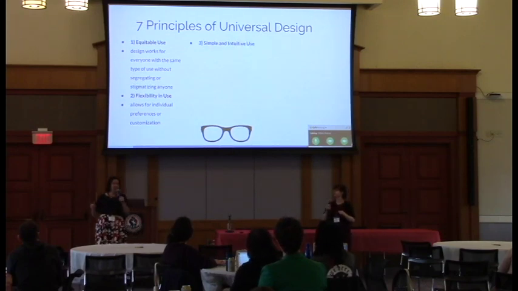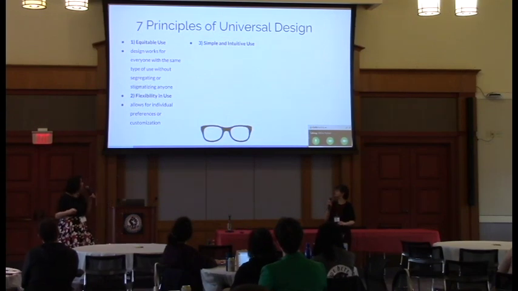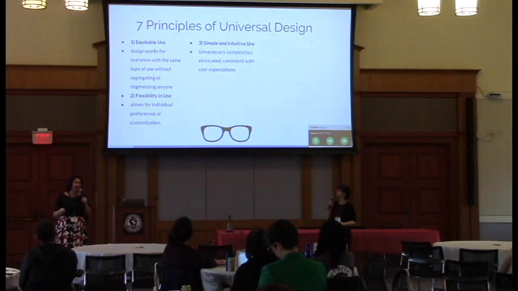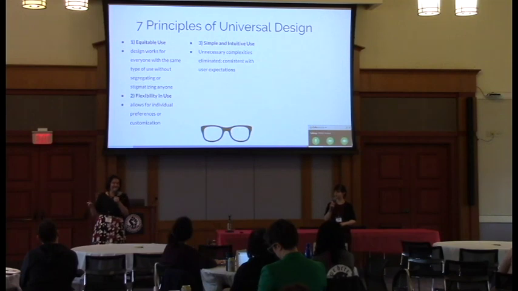The next one is simple and intuitive use, right? So this is sort of a concept that means you don't have to think about it to use it. If you have something going around in a circle, you're not going to have a square shape in it. Just anything that is consistent with user expectations.